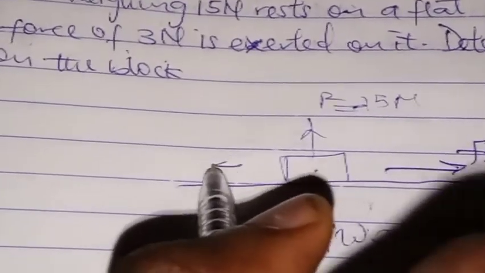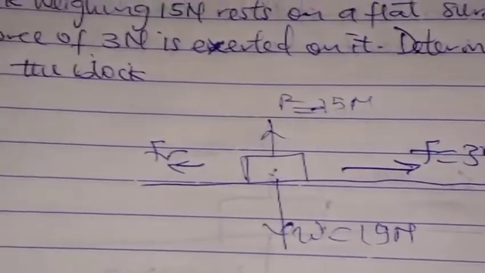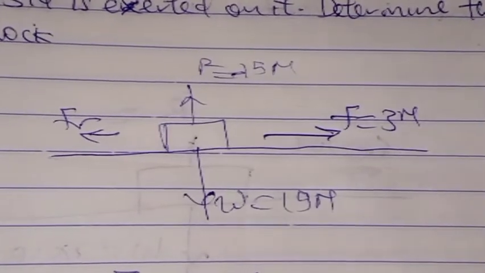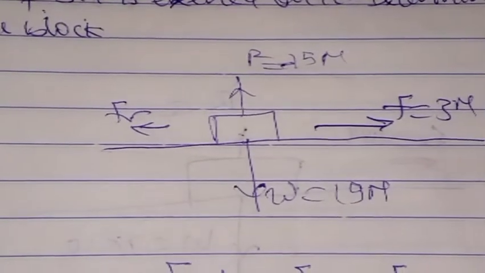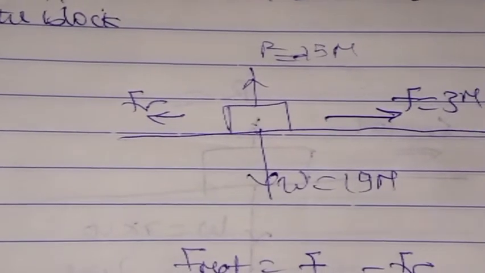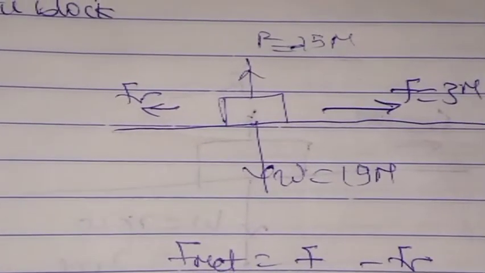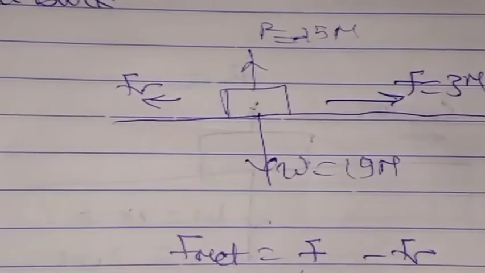Then they said what will be your frictional force? It's actually very simple. What's the formula? Net force is equal to F minus frictional force. So what's the net force? You know it's 0, right? Because it's not moving. So 3 minus Fr equals 0, so Fr is 3 Newton.